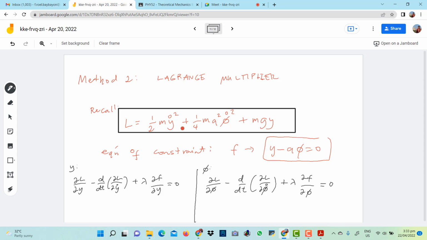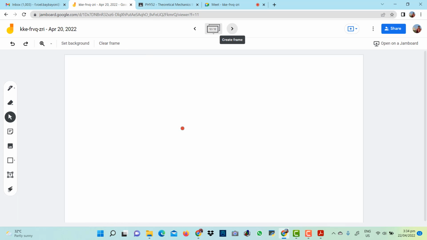Take note, isa lang akong equation of constraint. So therefore, isa lang akong lambda, isa lang akong term. If I have two equations of constraints, then ang buhaton nimo is mag-add ka og duha. So for example, nagsulti ko last time na I have two equations of constraints. We have that, and then I also have y minus a phi equal to 0. So I have two equations of constraints. This is my F1 and this is my F2, for example.